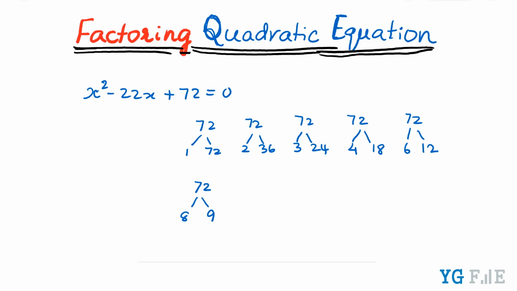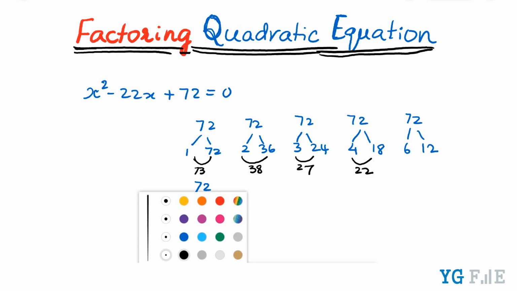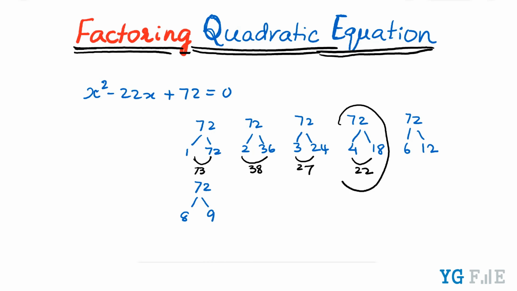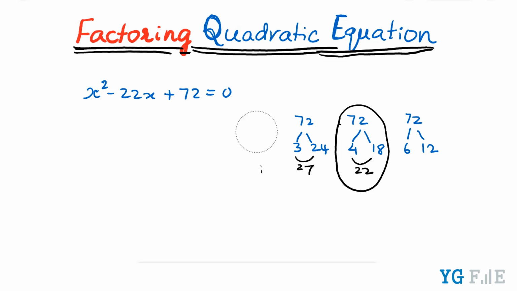If I add this, I get 73. When I add these two, I get 38. Adding these two gives me 27. Adding these two gives me 22. We can actually stop here because we already got 22 and we are not interested in any further. So let us circle this one and say that the factors 4 and 18 will work for us, and now we can erase all of them.